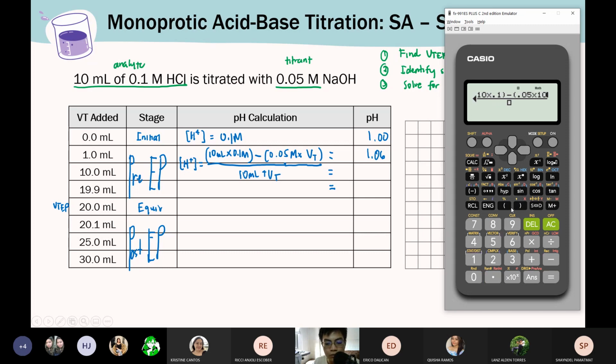10 ml naman now. So 10 ml, so 10 plus 10, okay. So ito yung pH, 1.60. Who got the same answer? pH is 1.60. Okay, and good. And very good, 1.60.